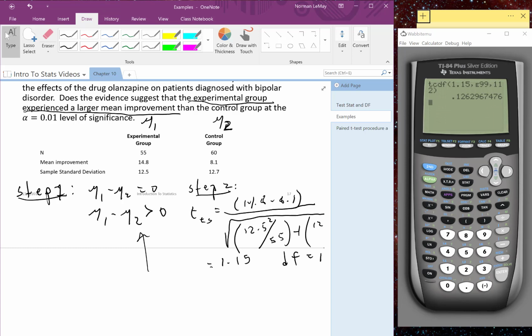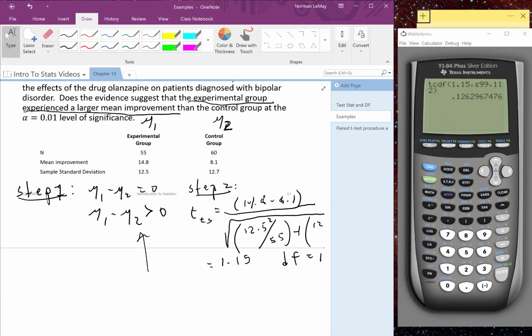Okay, so yeah, that's about 6.7-ish, something like that. So that 6.7 is innate random variability. So our formal conclusion, we can state that at alpha equals 0.01, the data indicates that there is no difference between the mean improvement of the experimental group and the mean improvement of the control group.